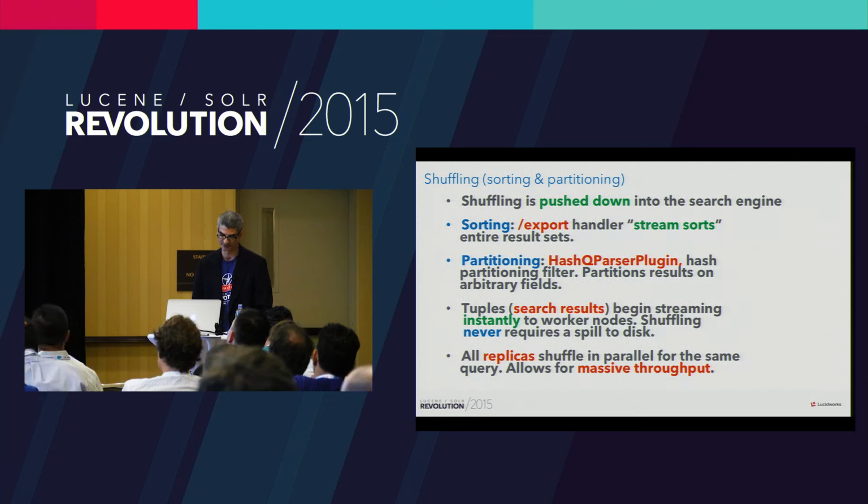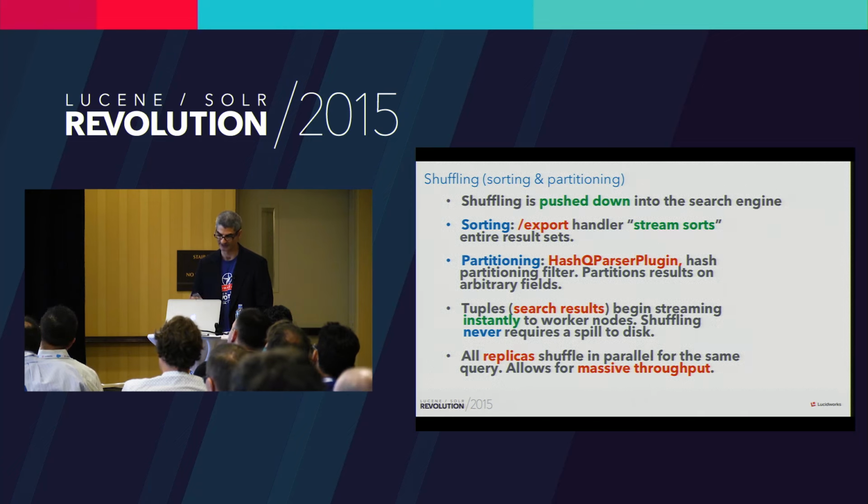Tuples, which are search results, stream immediately. So when you do a query, the shuffling happens instantly. There's no delay at all, and that's a pretty interesting feature of this. Also, it never spills to disk. So it just shuffles, and things go immediately to worker nodes. So it can be fast. You can be doing instant MapReduce, instant SQL queries. The bigger your cluster, the more you can push, the faster you'll push.